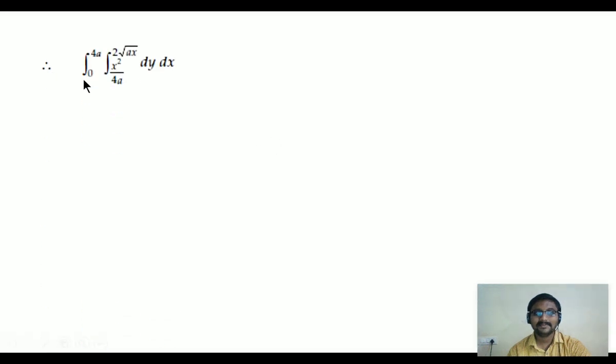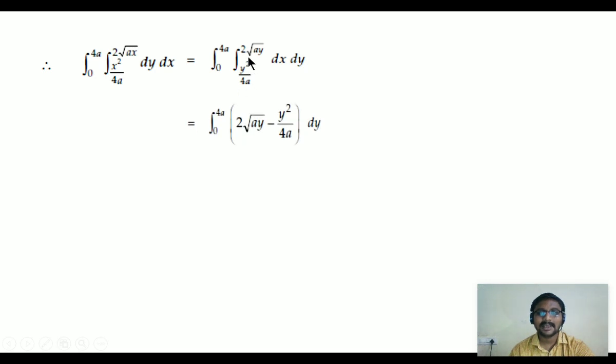The given sum is integral 0 to 4a, x square by 4a to 2 root ax, dy dx. Now by changing the order and limits, the sum becomes 0 to 4a as y limits and y square by 4a to 2 root ay as x limits. So clearly we can observe here the order dy dx now becomes dx dy, and the limits are also changed. Now we have to integrate with respect to x as the inner integral and then the outer integral with respect to y. But what is the integration of 1 with respect to x? x. Substituting upper limit 2 root ay and then lower limit y square by 4a.